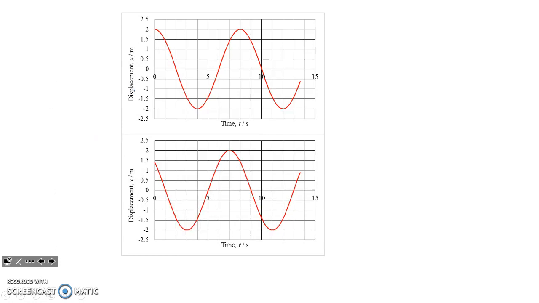Let's try an example. How much phase difference separates these? Pause the video and take a look. Okay, the first thing I do is I say, here is a peak that I can recognize on both graphs. Right here, the peak occurs at 7 seconds, and here it is occurring at 8 seconds. So the time difference is 1 second.